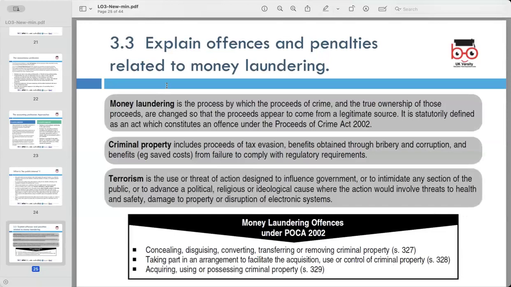Explain offences and penalties related to money laundering. Here is POCA. Where is POCA?